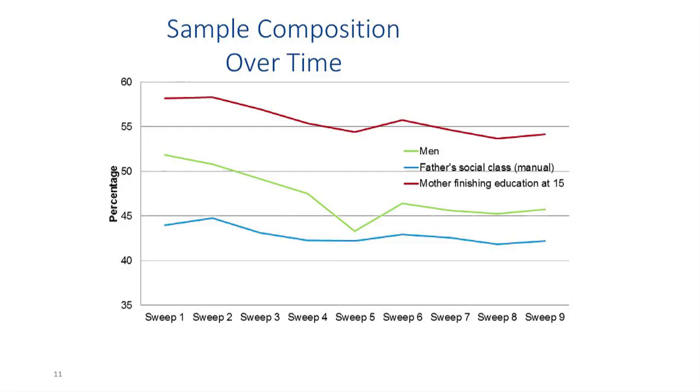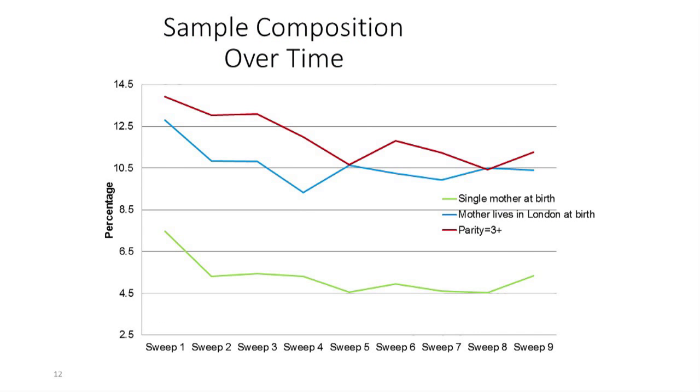Okay, there's three. I'll just show these examples. You can see a falling off in the proportion of men in the study by Sweep 9, falling off in the proportion of fathers in manual social class position, a fairly flat, that's the blue line, that's fairly flat, but it's still a falling off. And then mother's age of finishing education at 15 is also falling off.